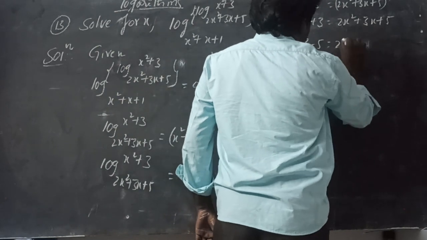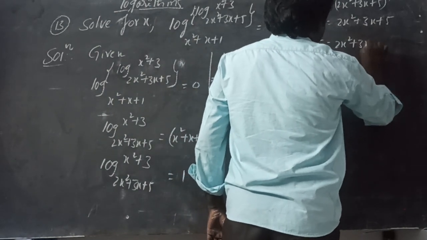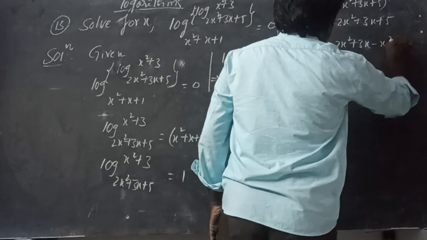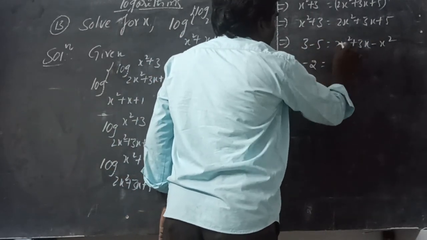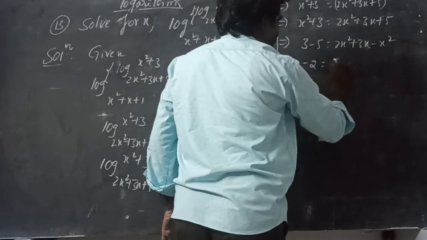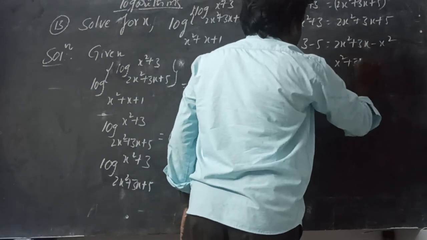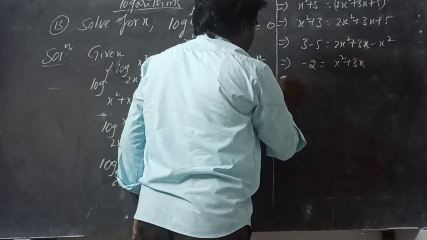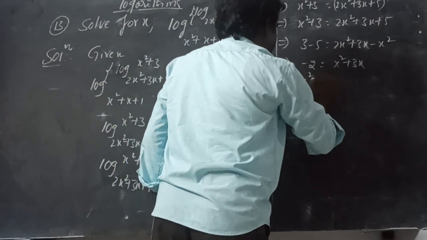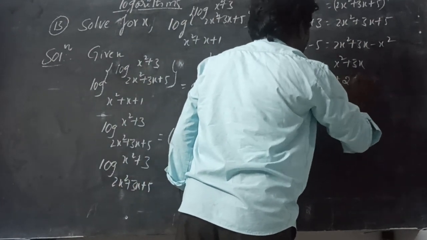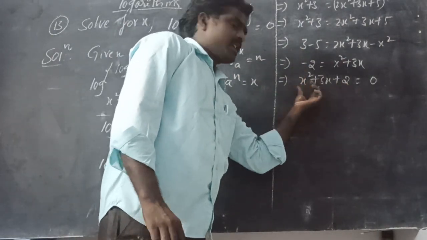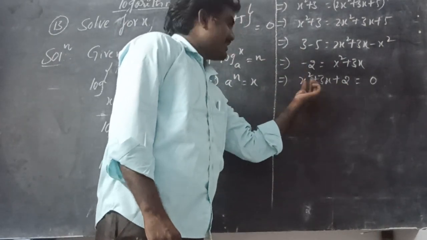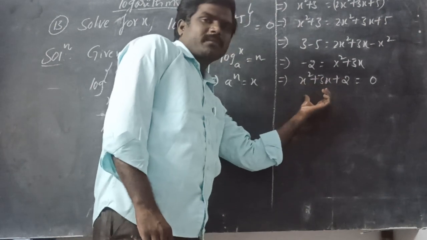So 3 minus 5 is minus 2, and 2x square minus x square plus 3x. The minus 2 is going to become plus, so x square plus 3x plus 2 is equal to 0. Here it is a quadratic equation. It is not an algebraic identity expression.